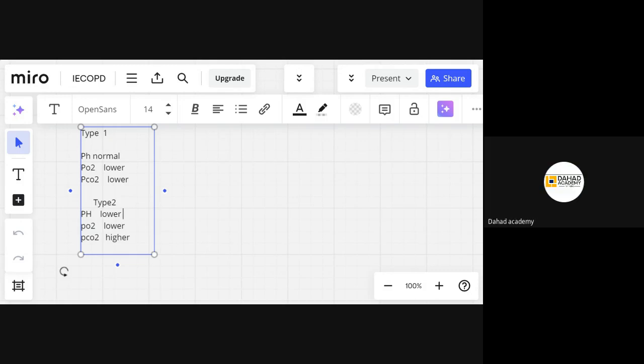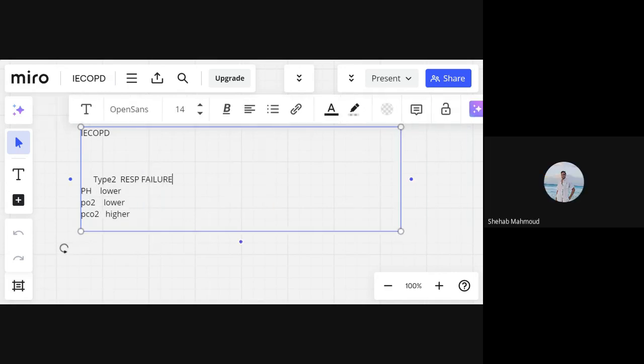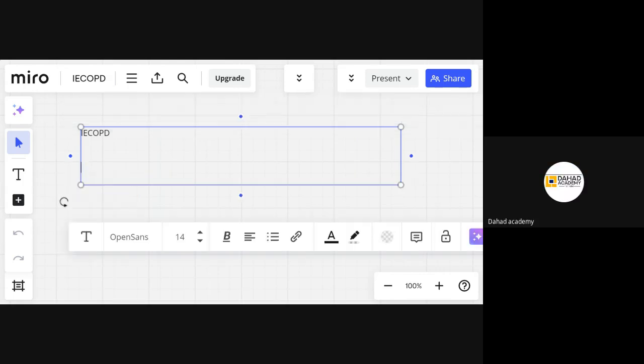So this is how easily we're talking about type 1 or type 2 respiratory failure. For today's case, we're talking about infective exacerbation of COPD. So usually we're talking about type 2 respiratory failure, where the pH is low, the PO2 is low, and the PCO2 is usually on the higher level. Okay, that's fantastic.